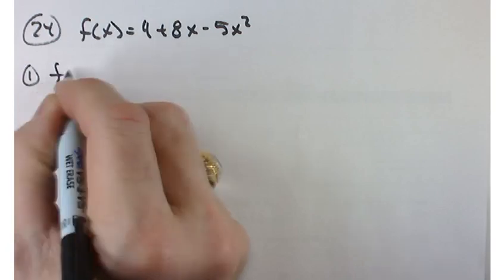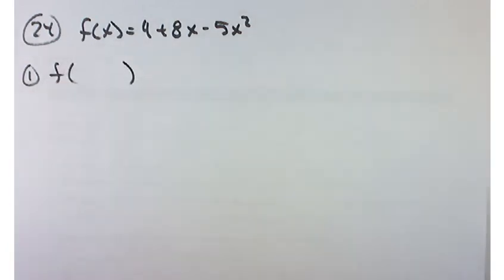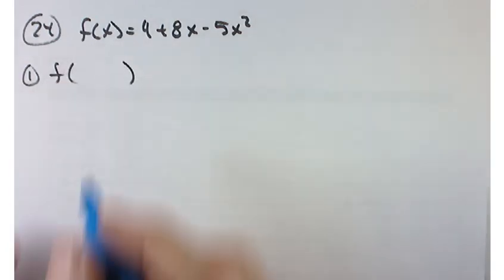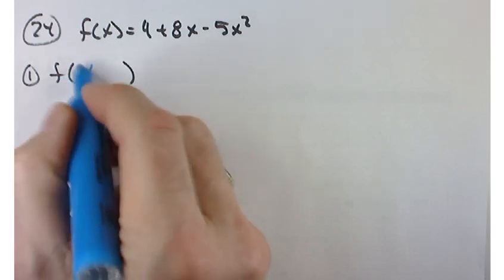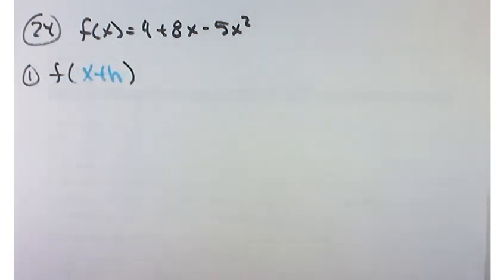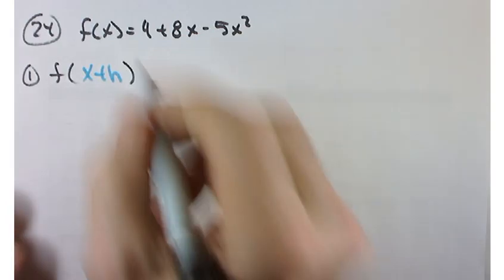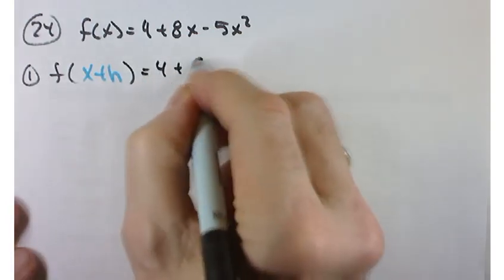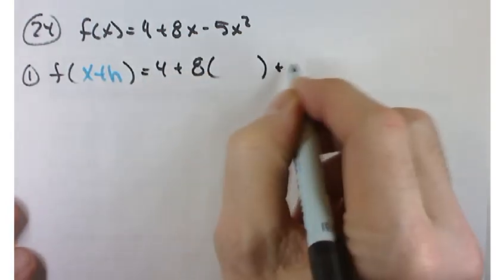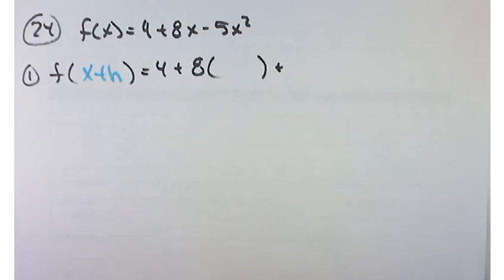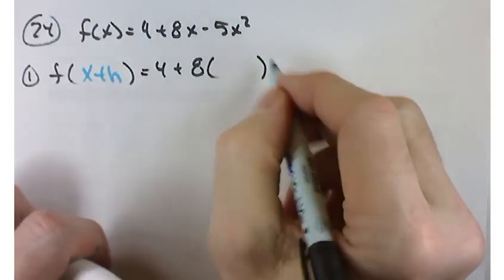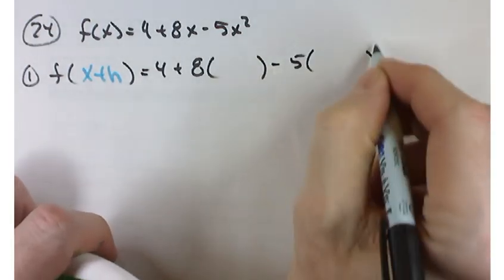First step. Any takers? What's the first step? Perfect. Find f of x plus h. So it's going to be 4 plus 8 times x plus h minus 5 times x squared. So 5 times x plus h squared.